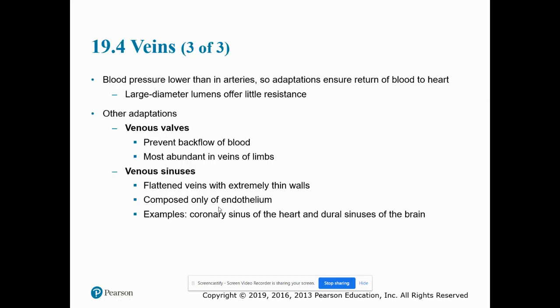And then veins, the blood pressure is lower in veins than it is in arteries. And so there are adaptations to help ensure the return of blood to the heart. So large diameter lumens offer little resistance, so there's little resistance to blood flow. And then there's also valves, and valves are going to prevent backflow of blood, and these are going to be found pretty abundantly in the veins of limbs. And then there's venous sinuses, which are flattened veins with extremely thin walls, composed only of endothelium, and the examples given here are the coronary sinus of the heart and the dural sinuses of the brain.